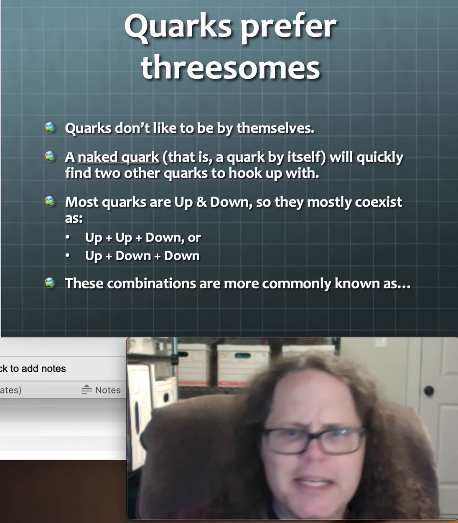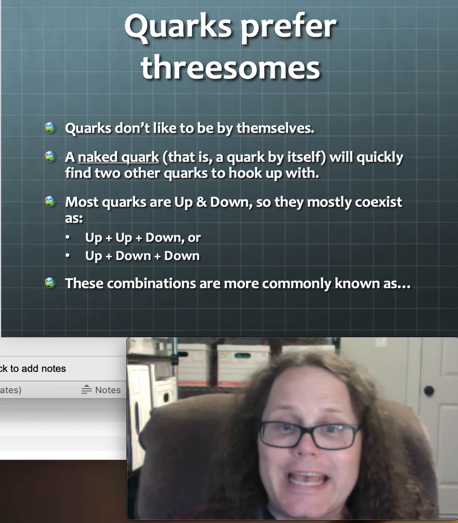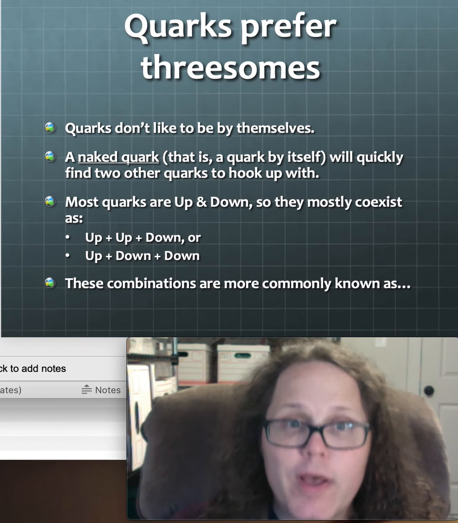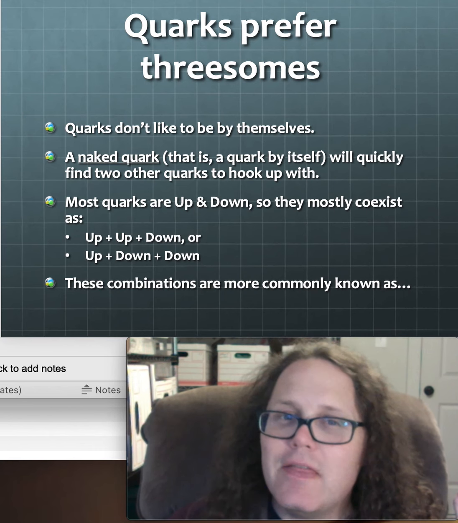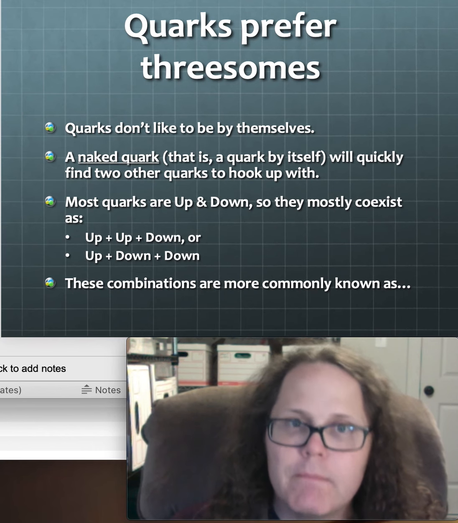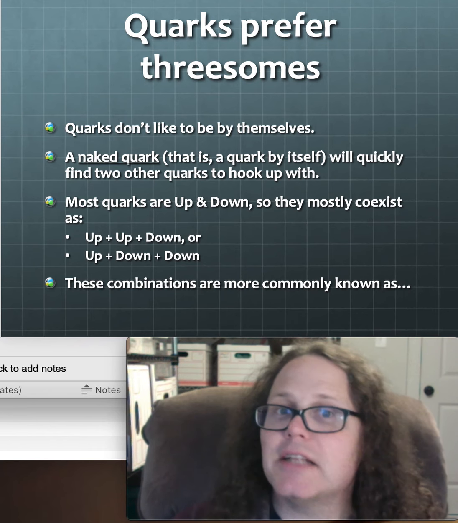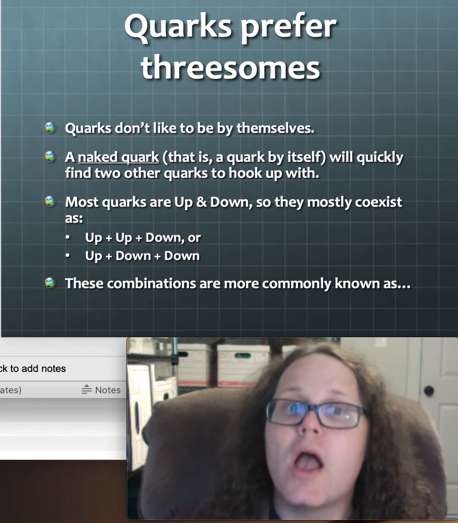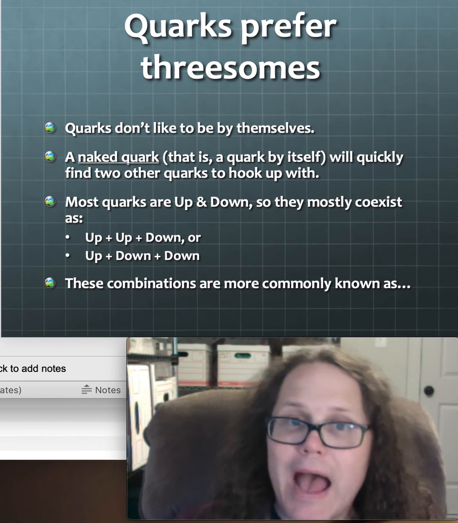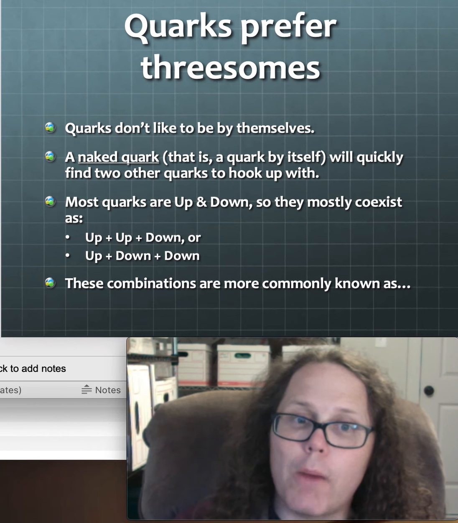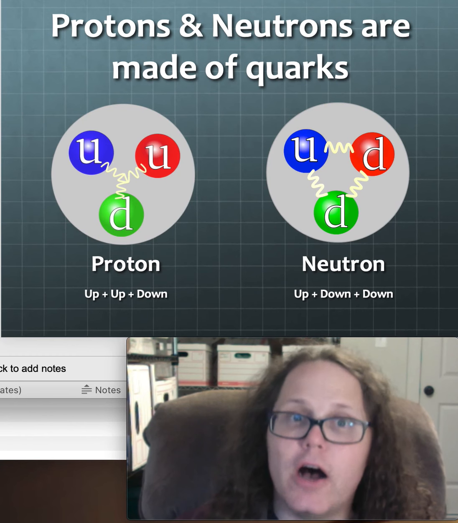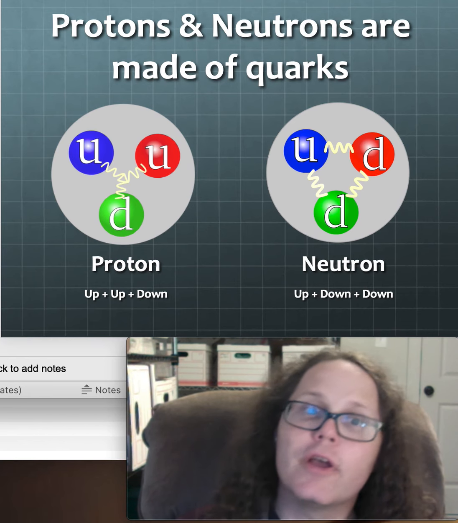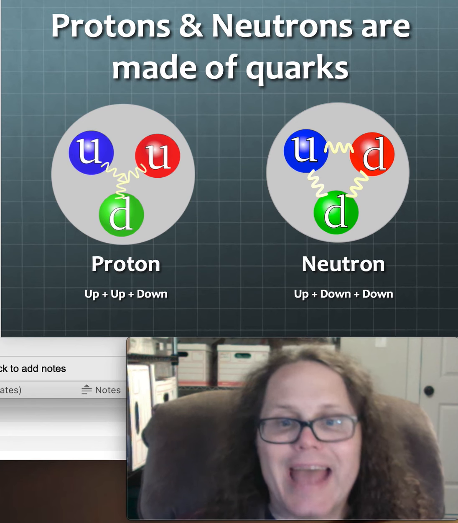If a quark is all by itself, not bound to any other quark, we call it a naked quark. And quarks do not like to be naked. They very quickly find other quarks to hook up with, and they usually hook up in groups of 3. An up quark, a down quark, and some third quark that may be up or down. So the most common combinations are up, up, down, and up, down, down. These 2 combinations are better known as protons and neutrons. A proton consists of 2 ups and a down quark, while a neutron consists of an up and 2 down quarks.